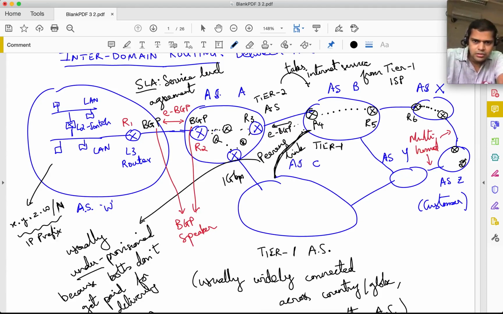So also, for example, suppose Z is connected to both Y and X, right? But he may not want to tell. He's a customer, let's say an IIT or somebody like that. So he may not want to tell X that he is connected to Y, and he may not want to tell Y that he is connected to X, because otherwise X could send packets destined for Y through Z.